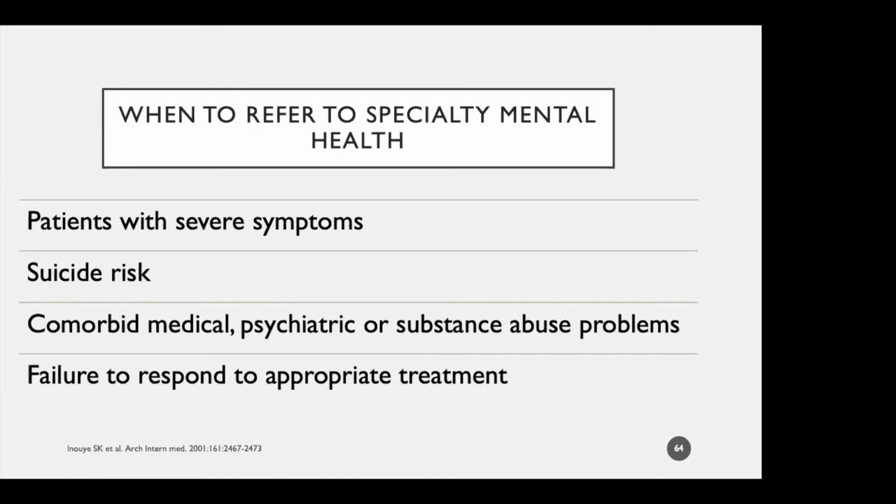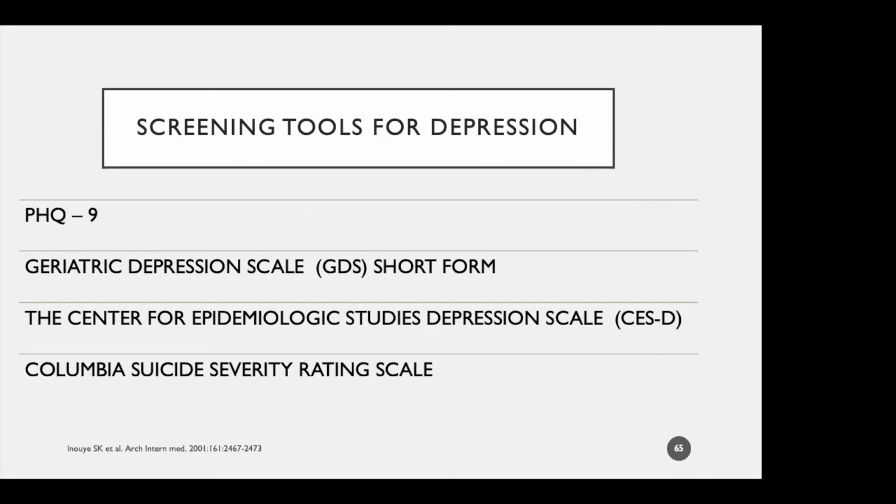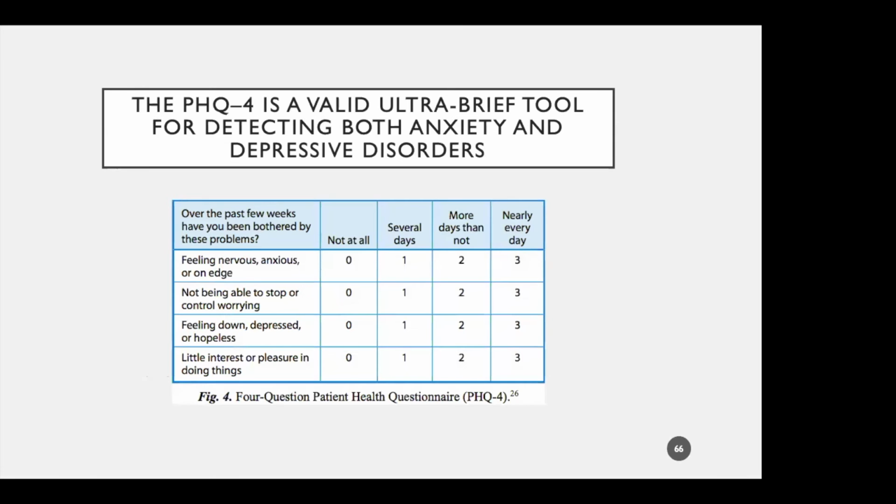Okay, and here are the screening tools that we recommend. You will be getting them. Kelly will be sending them out, the PHQ-9. I'm not going to be sending out the geriatric depression scale, but I'm giving you some other tools too. And the Columbia suicide severity rating scale is only for suicide, so it's not for general depression.